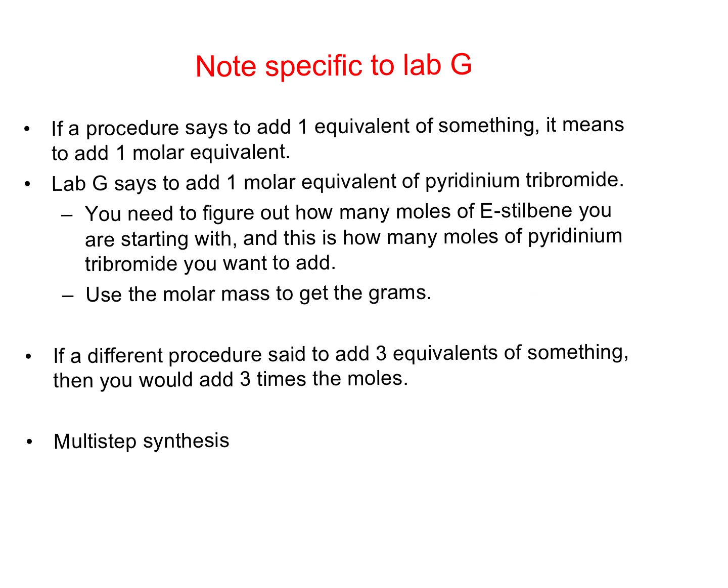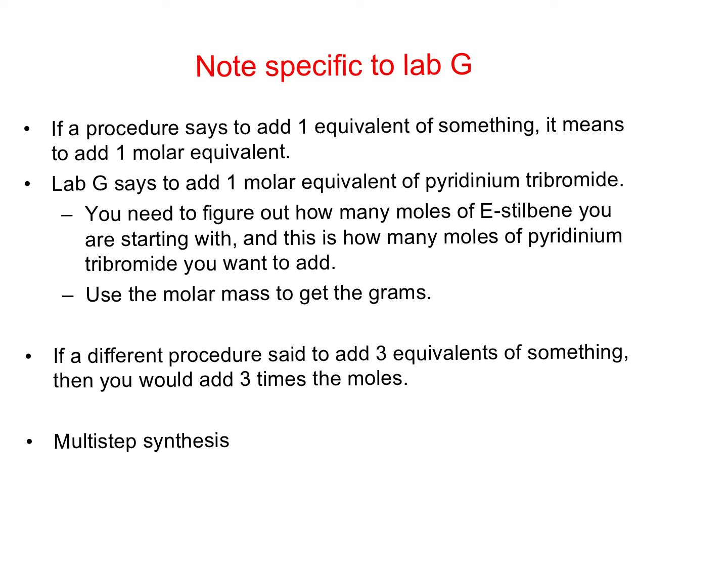Okay, just a couple final notes specific to Lab G, which is often the first lab that we need to make a mole table for here at GGC. In the procedure for Lab G, it talks about adding one equivalent of something. The term one equivalent is sort of short for 1 molar equivalent. So in Lab G, it really says to add 1 equivalent of pyridinium tribromide. What it really means is add 1 molar equivalent of pyridinium tribromide, right?